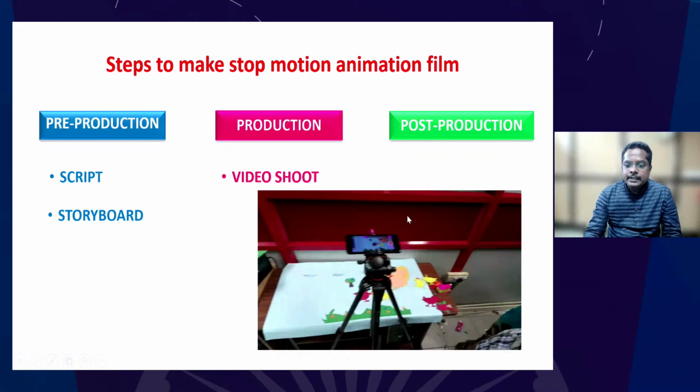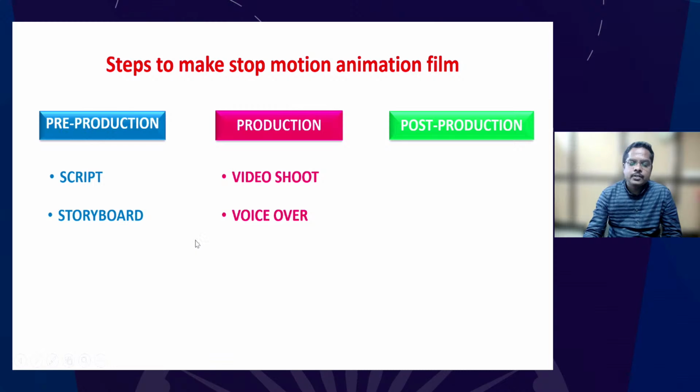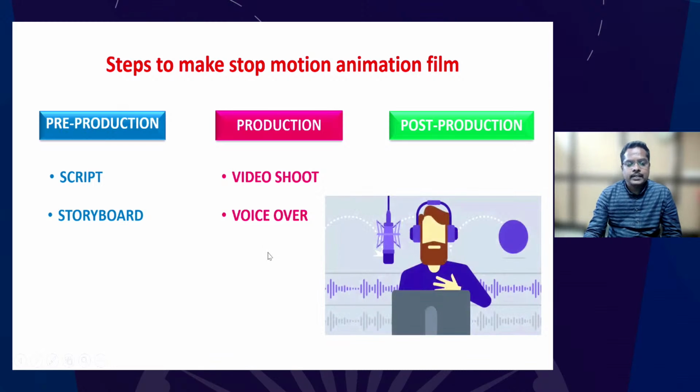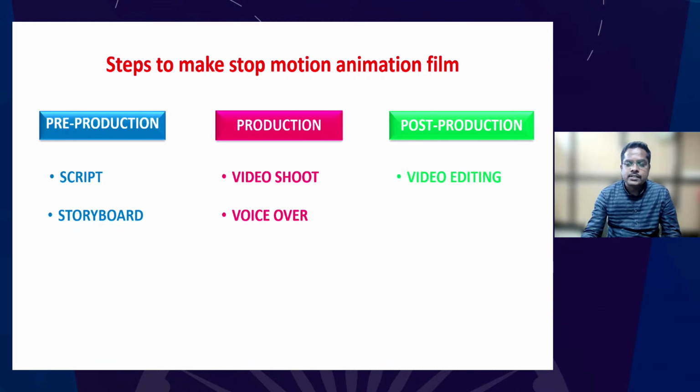So this is the image of the video shoot. This is the mobile camera, this is the tripod, and this is the shooting part. They are all the characters that we are shooting. And then next, you have to give voiceover. We have to record our voice and sync it with the video that we have to show.